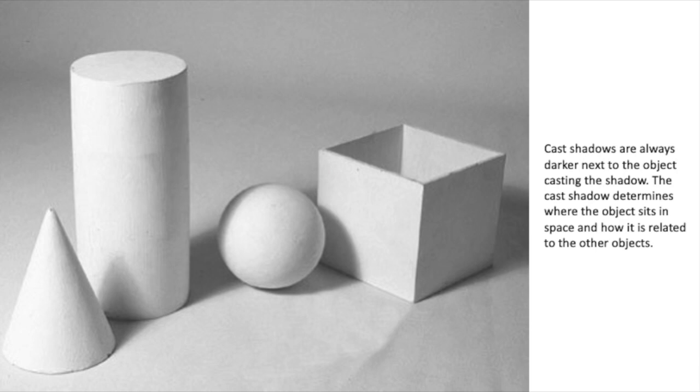Cast shadows are always darkest when the object casting the shadow is nearby. The cast shadow determines where the object sits in space and how it is related to the other objects. We can tell how close objects are in relation to one another based on how diffuse the shadow is. A softer shadow will suggest the form is further away from a light source, and a stronger shadow will suggest closer proximity. When an object casts a shadow onto another, the intensity of the shadow will also determine how close the objects are to one another.